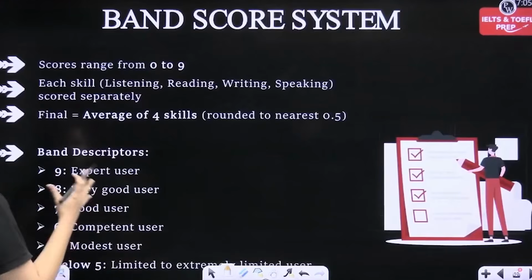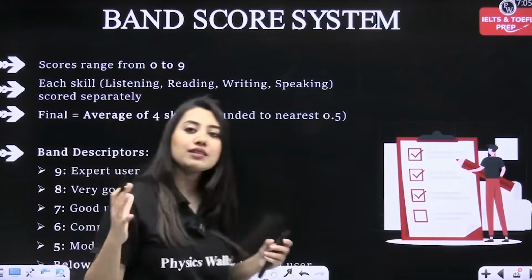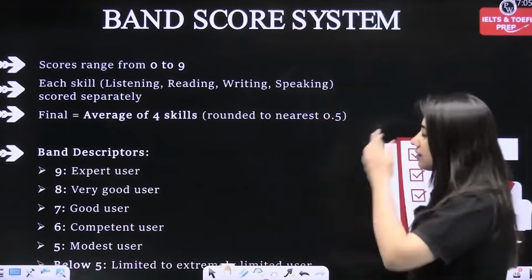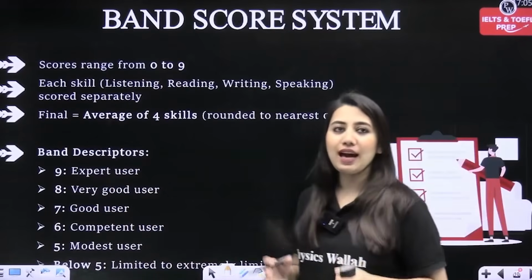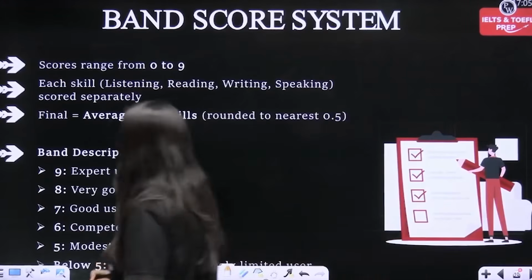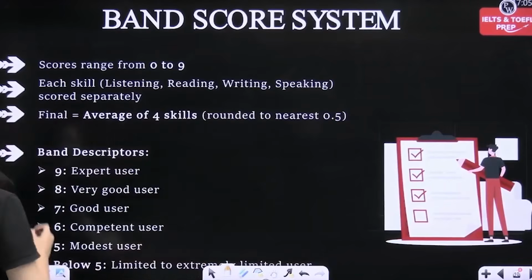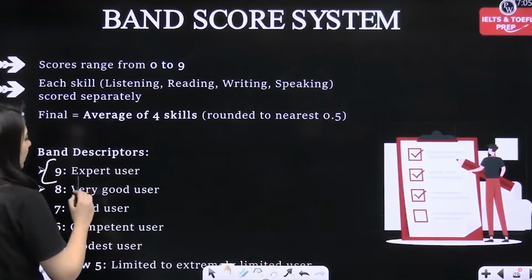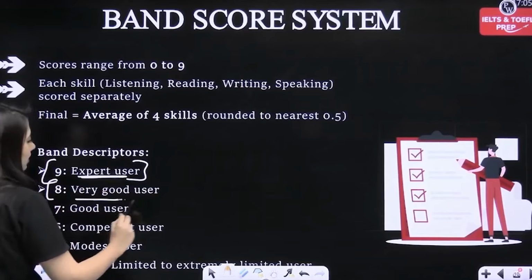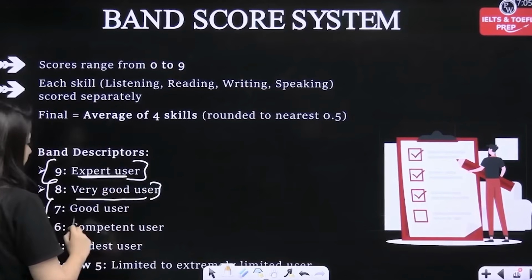Next, let's discuss the band scoring system. How are you going to get bands here? So yes, out of 9 you are going to be analyzed. Out of 9 you are going to get bands. Let's just see it. So yes, if you target a 9 band, that comes to be an expert user, and an 8 band is kind of a very good user, 7 band a good user.